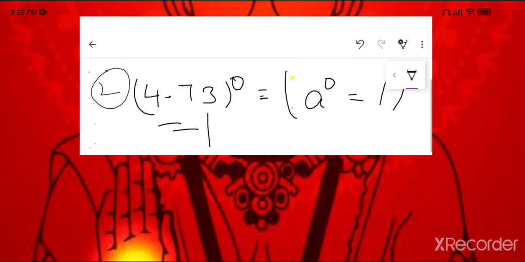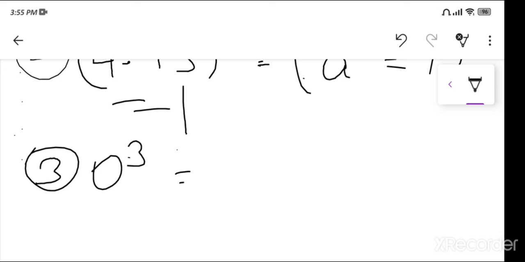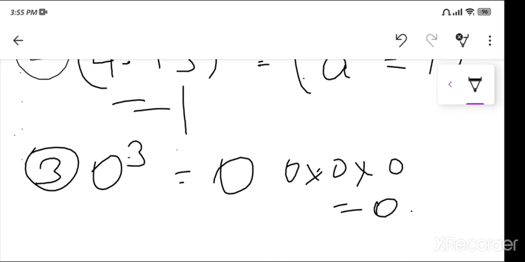Alright, clear? So the third one is 0 power 3, which is obviously going to be 0, because 0 into 0 into 0 is obviously going to be 0. There's nothing else you're going to get.